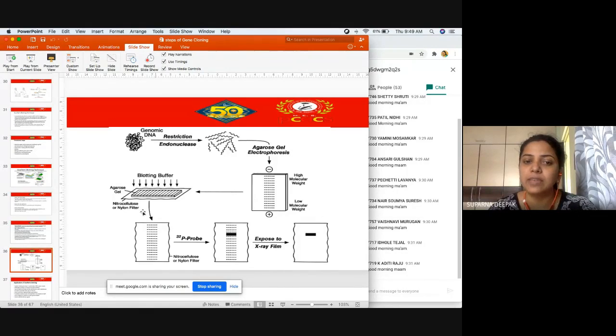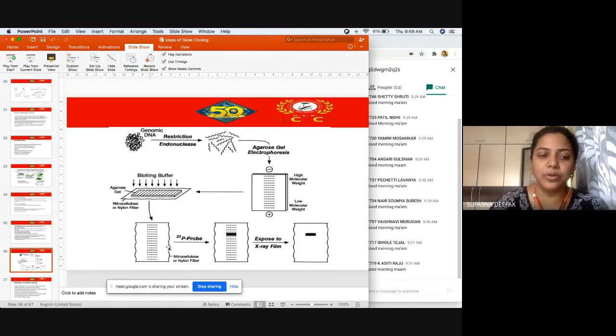So this is the same thing as I said. First, genomic DNA is restricted, giving fragments, then agarose gel electrophoresis. Depending upon the size of the fragments, they will get separated. Then you go for blotting, so that the bands from your agarose gel transfer onto the nitrocellulose membrane, and then you treat it with the labeled probes, and you will get darker bands when exposed to X-ray film. That is your autoradiogram.